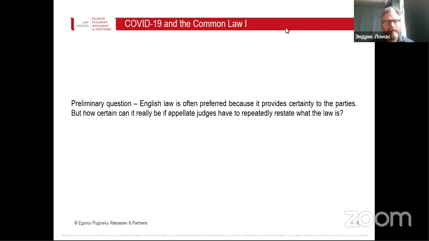The preliminary question I put here, and this isn't being facetious, is this: English law is often preferred because it provides certainty to the parties. But how certain can it really be if appellate judges in England have to repeatedly restate what the law is? We'll see as we go through that there is a tension in English contract law, English commercial law, between an approach that favours certainty and holding people to the words of a contract that they enter into, and an approach that can be characterised as fairness, which says, whatever the words say, how do I as a judge, in the circumstances that have happened, approach this and generate, via a judgment, a result that is fair?